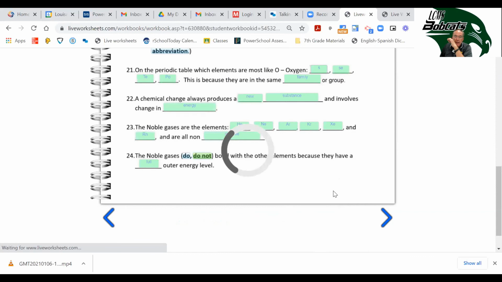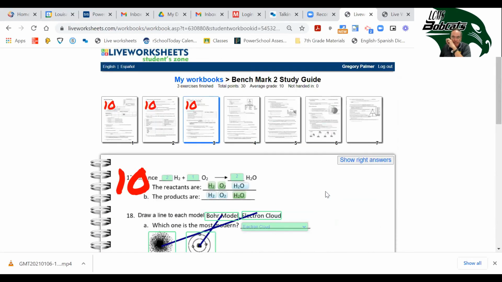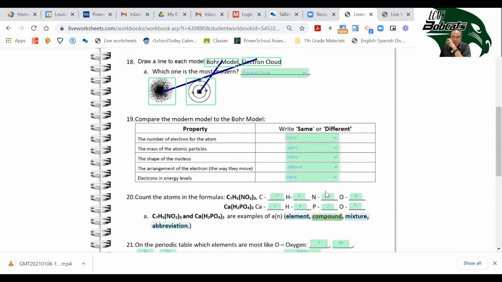Okay, we're going to stop here. Next time, we're going to do the next 2 pages.